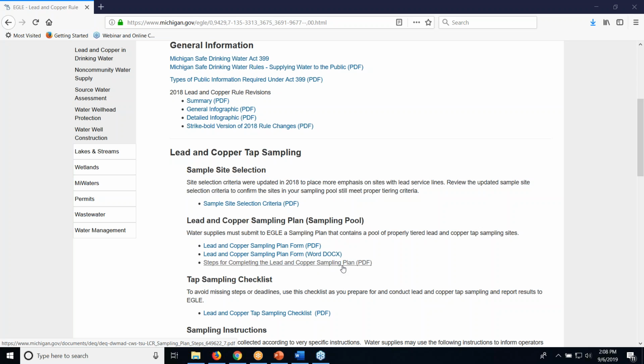On here, we have steps for completing the lead and copper sampling plan with some instructions on how to review your current sample sites, replace any if necessary, and find new sites to get up to the standard number of sites required on the plan.